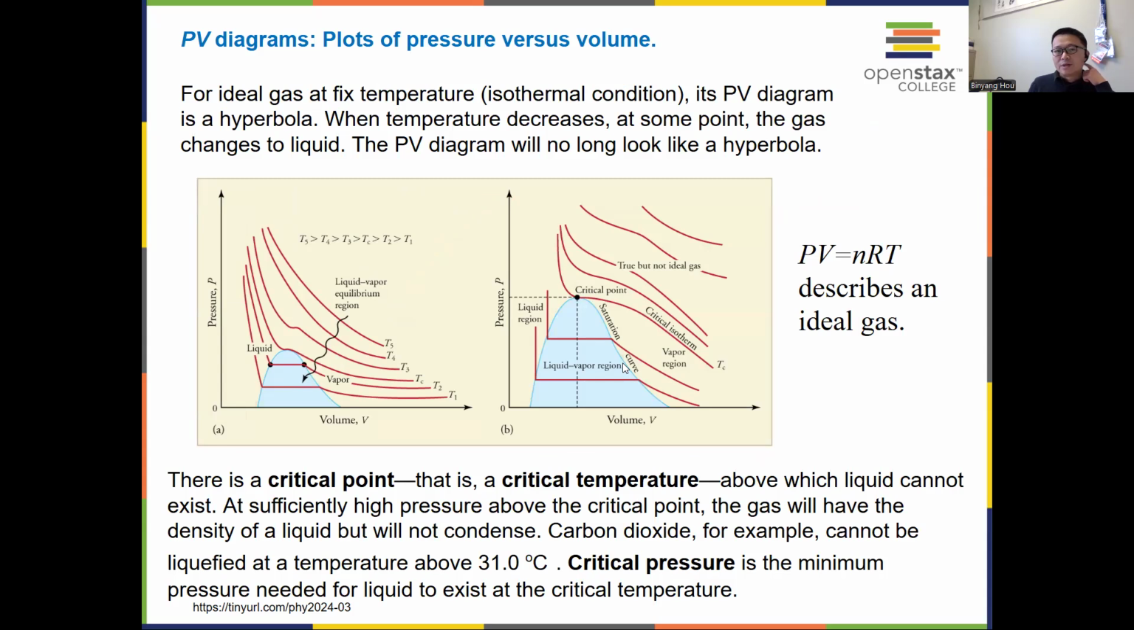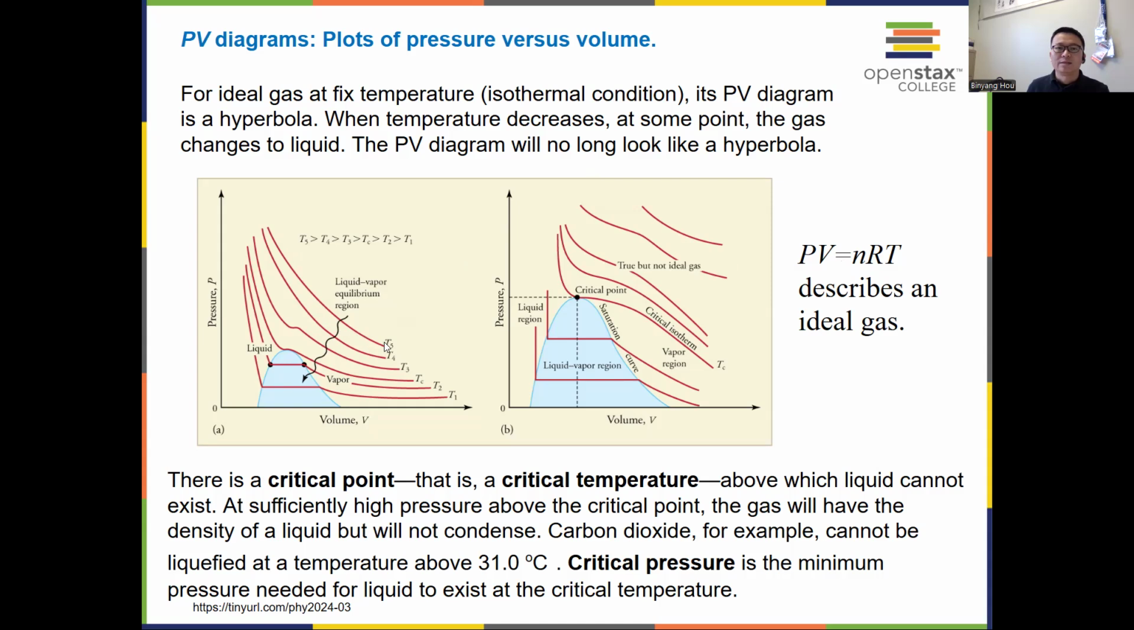Other diagrams mainly have different axes. So for example, if you have pressure versus volume, then it's called a PV diagram. For ideal gases, we know PV equals nRT. So P times V is inversely proportional if T is constant, and n is constant over here. Then you'll get a hyperbola curve like this one here.